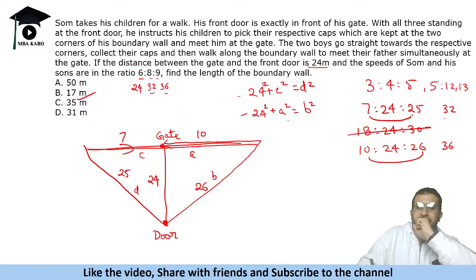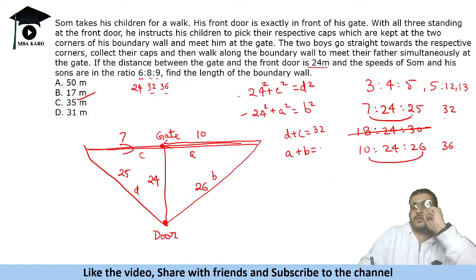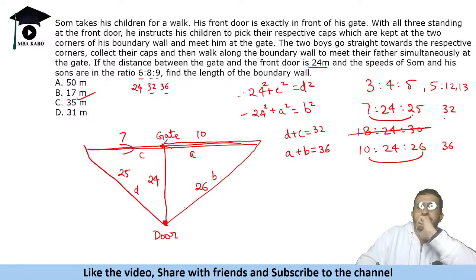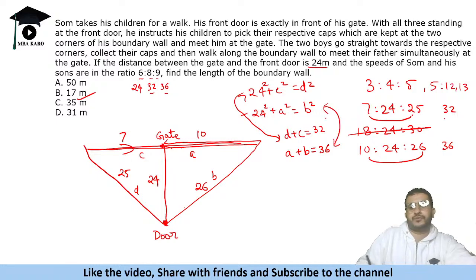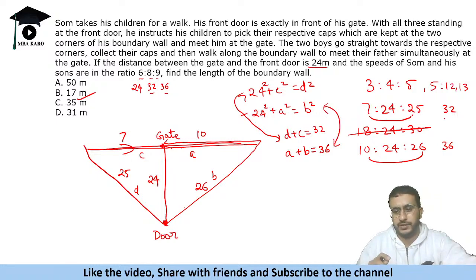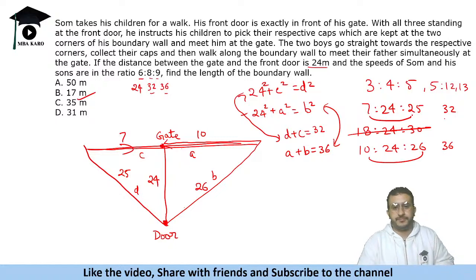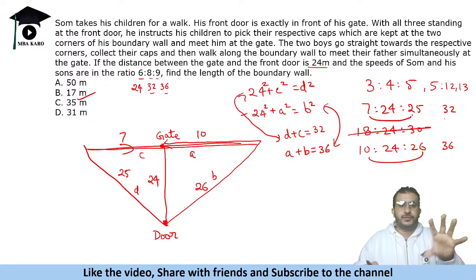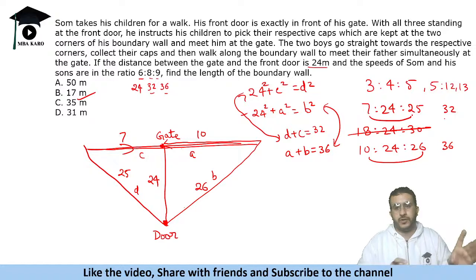फिर सेकंड आपका आएगा कि d plus c equals to 32 और a plus b equals 36. फिर आप इस इक्वेशन को इसके साथ सॉल्व करोगे, सॉल्व हो जाएगी इक्वेशन, बट इट विल टेक अ लॉट ऑफ टाइम, इजंट इट? मतलब दो क्वाड्रेटिक इक्वेशन सॉल्व करनी पड़ेगी.